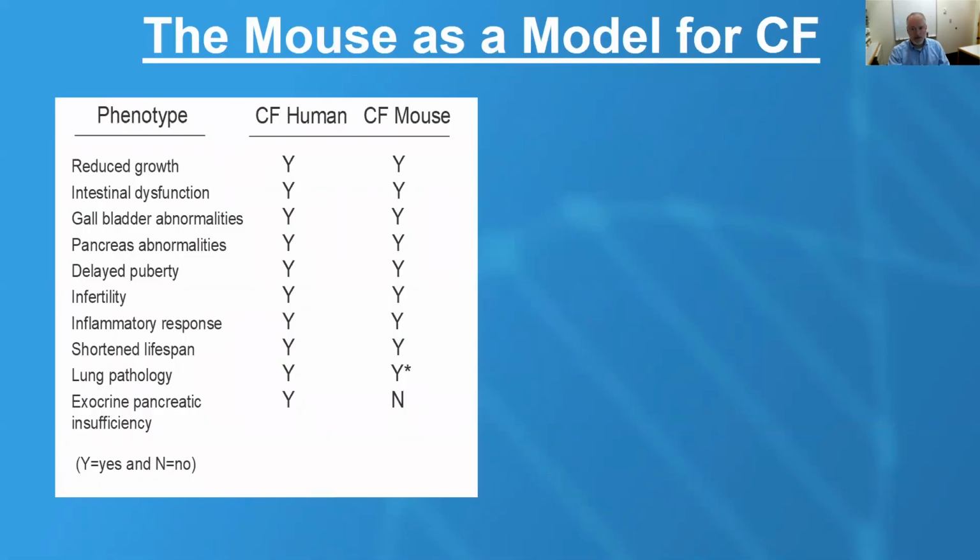Now, as far as the mouse as a model for cystic fibrosis, CF mice do show some level of involvement in almost every aspect of the CF disease in humans, ranging from reduced growth to infertility to inflammatory response. While late-stage lung disease is not observed in CF mice, they do not succumb to CF lung disease. Early lung disease manifestations similar to what is observed in CF patients are present. Exocrine pancreatic insufficiency is the one disease aspect that the mouse definitely does not recapitulate.